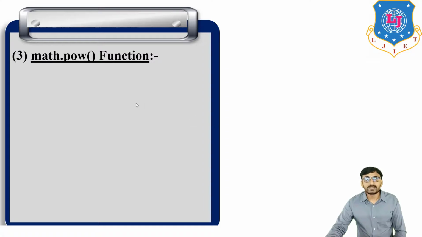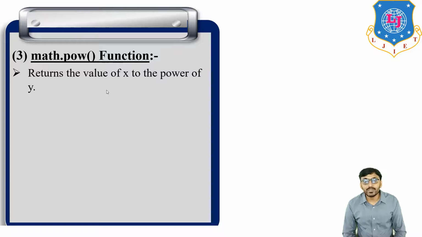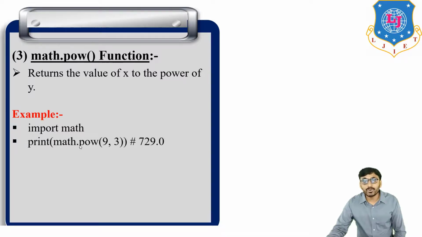Then the next one, the power function. It returns the value of x to the power y. For example, import math, then print math.pow(9, 3). It means 9 raised to 3, 9 into 9 into 9. So we get the answer 729.0, because this function also returns the answer as a float value.